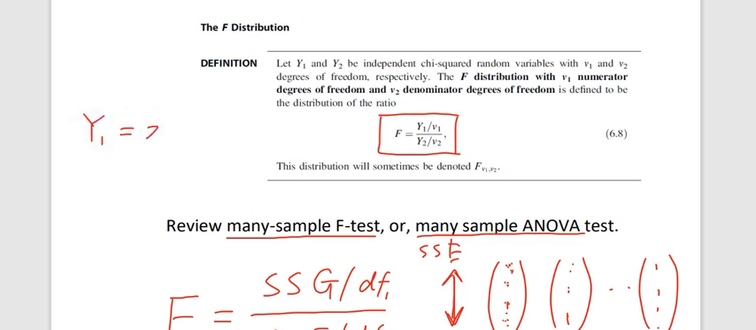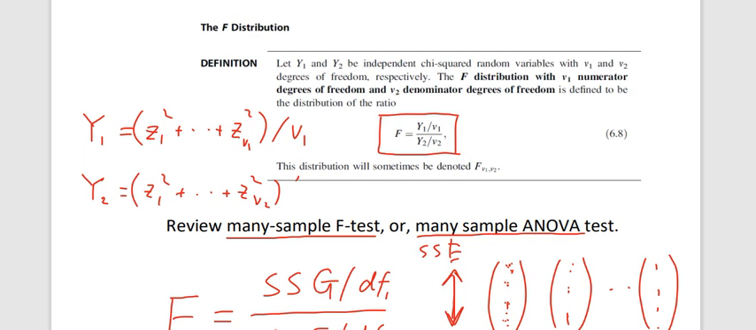Y1 equals z1 squared plus z2 squared plus up to zv1 squared, right? We add so many of them up. Y2 is just z1 squared plus z2 squared plus up to zv2 squared. So Y1 divided by v1 is just like an average, right? Okay. So this ratio of chi-squares is the F distribution.